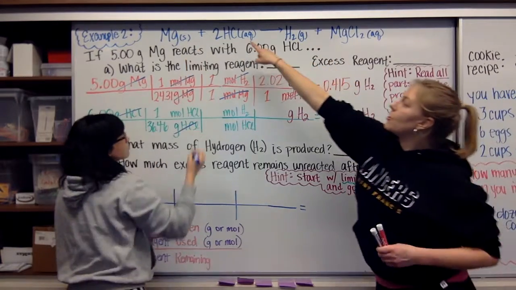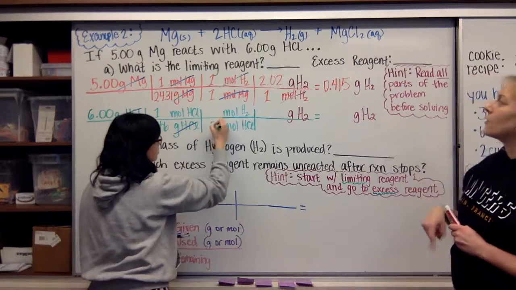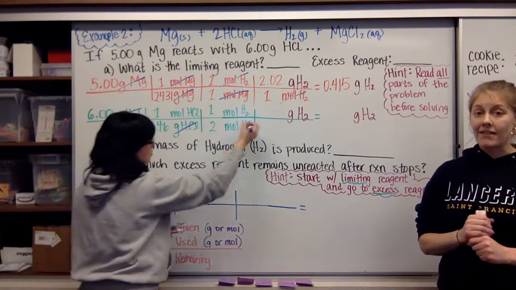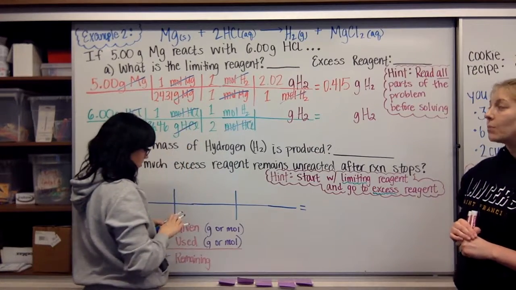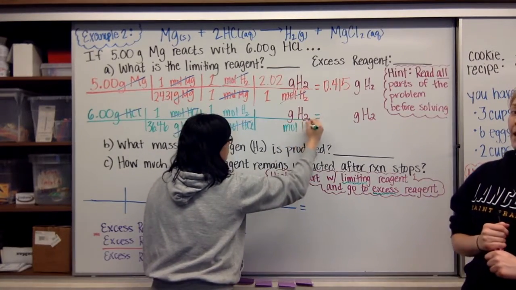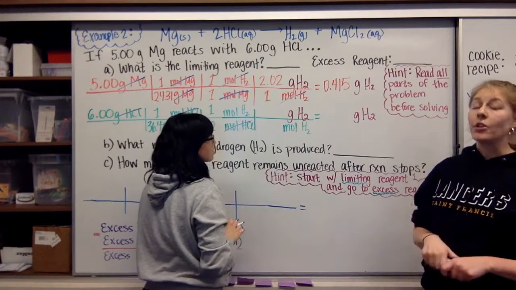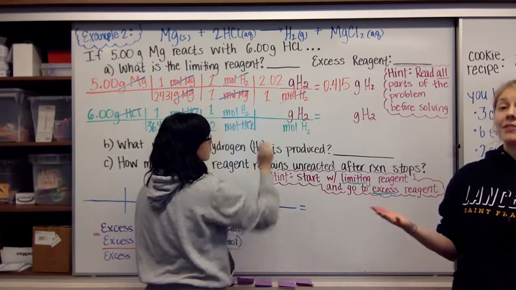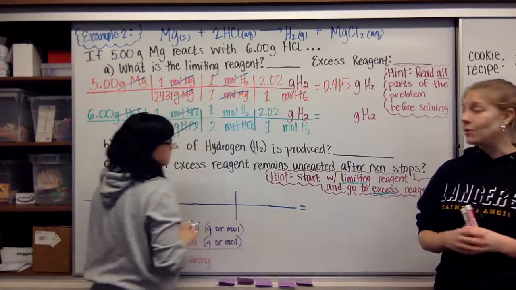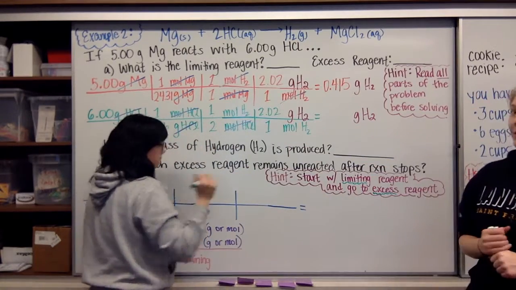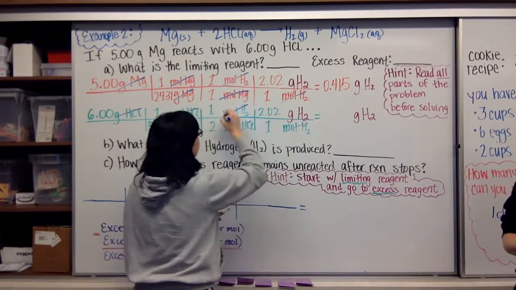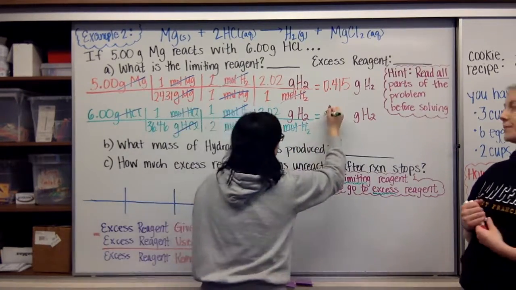We have 2 moles of HCl for every 1 mole of hydrogen. Moles of HCl crosses off. Now we're in moles of hydrogen. So moles of hydrogen has to go on the bottom. And this is moles to grams. So again, we have to look at the molar mass. The molar mass for hydrogen has not changed. It is 2.02 grams of H2 per 1 mole. Moles of H2 crosses out. And we're left with 0.166 grams of hydrogen.